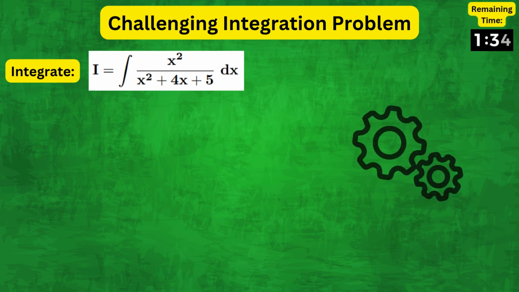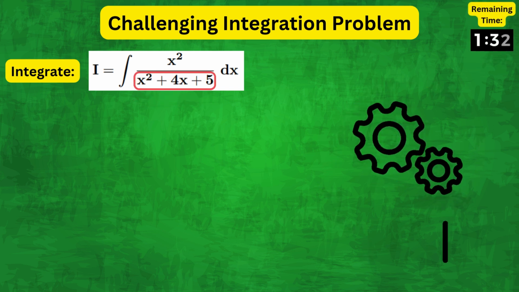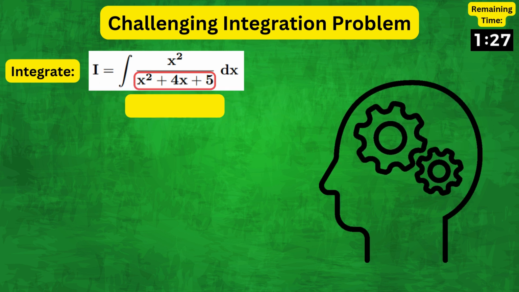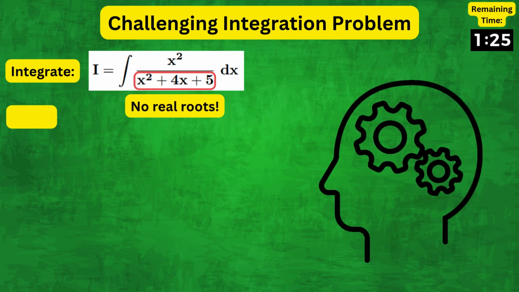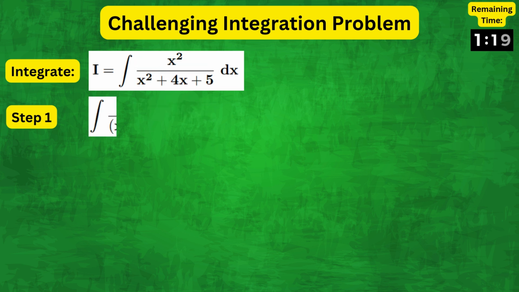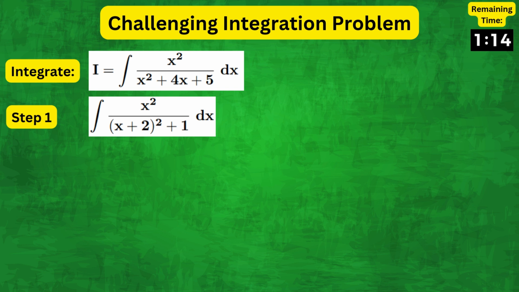The first thing we note is that this quadratic is such that b squared minus 4ac is less than 0, which means that it has no real roots. However, we can complete the square to write the denominator as follows. Therefore, the integral can be written as x squared over (x plus 2) whole squared plus 1.